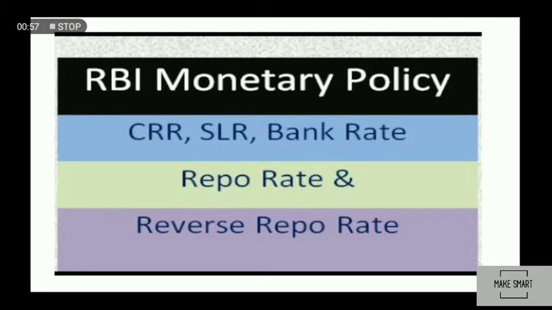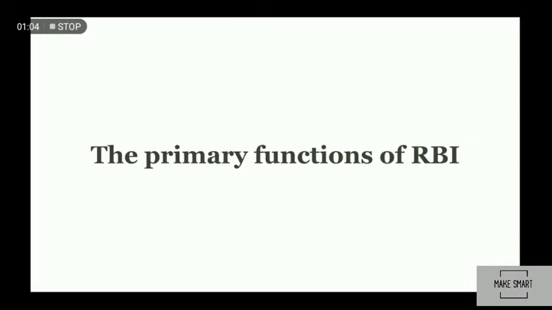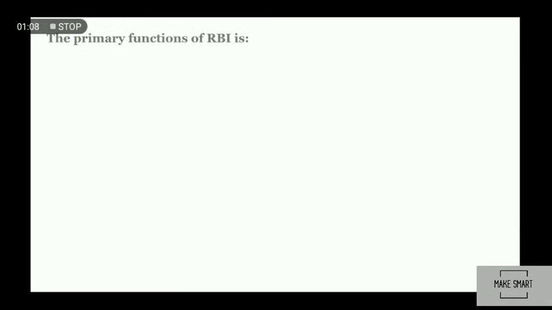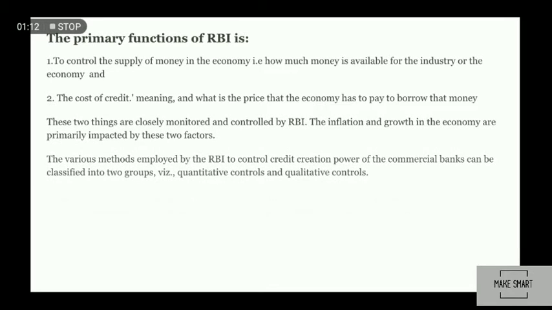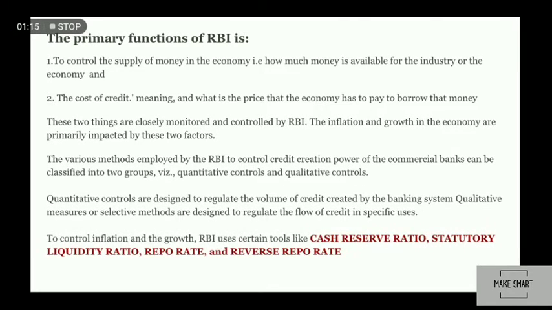So first, we will know what the primary function of RBI is. The primary function of RBI is to control the supply of money in the economy, that is, how much money is available for the industry or the economy. This is the function by which RBI controls how much money is available for the industry or economy.